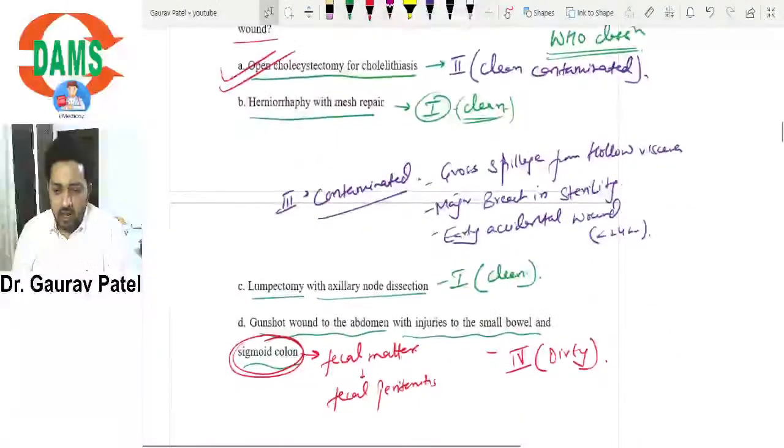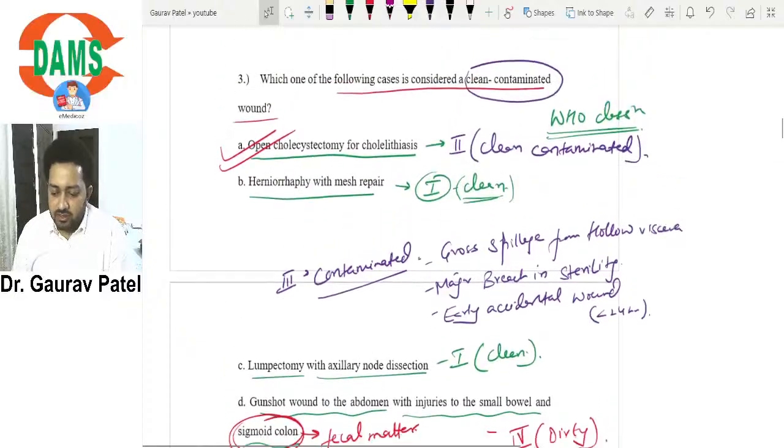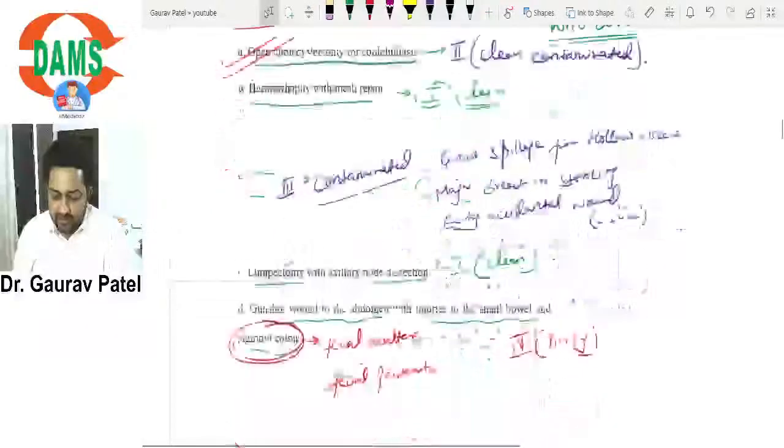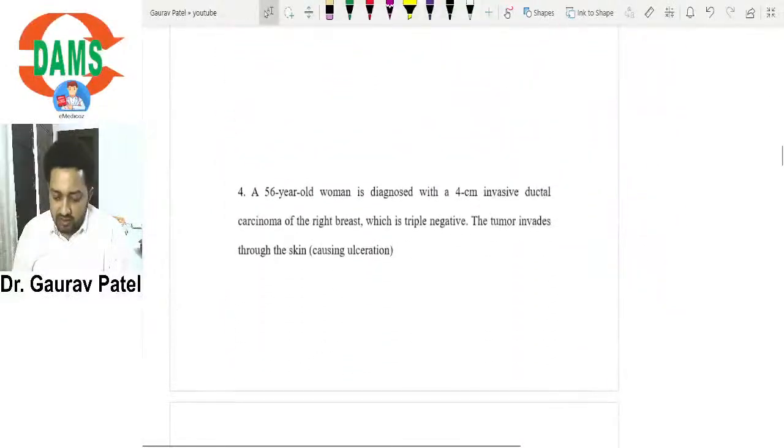Okay, any doubt if you have in this particular topic, because recently asked question, you should clear it. Anything, any doubt, anybody in this WHO classification for the surgical wounds? So answer is A. Moving to the next question.